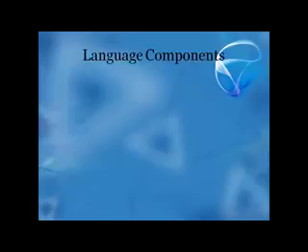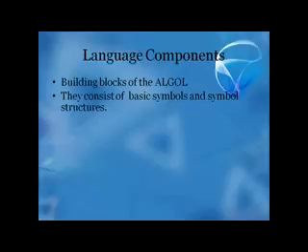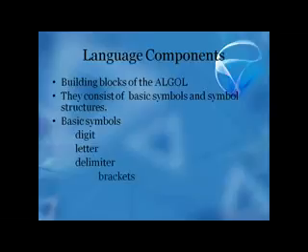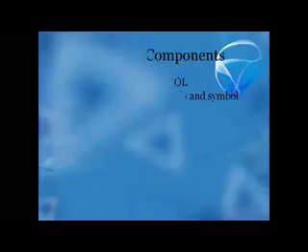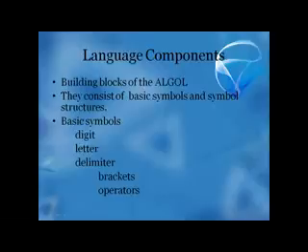Language components. Blocks of ALGOL, which consist of basic symbols such as digits, letters, and delimiters. Digit: any of the Arabic numerals 0 to 9. Letter: any of the uppercase letters or lowercase letters. Delimiter, which can consist of brackets, operators, and space.